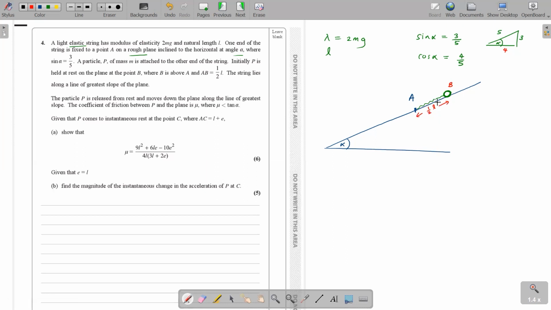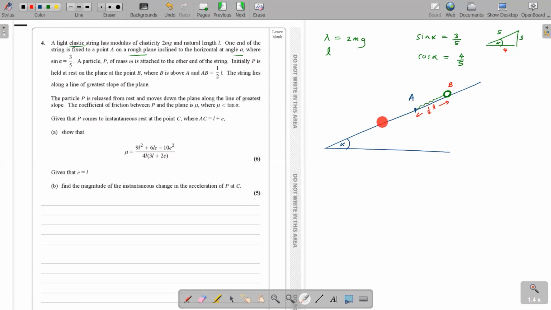The particle P is released from rest. So you are releasing this particle from rest. What do you expect now? Is this a rough plane? Yeah, it's a rough plane. So anyway, when you release this particle, what do you expect? It will start sliding down. It will pass the point A, and it will keep on going down.